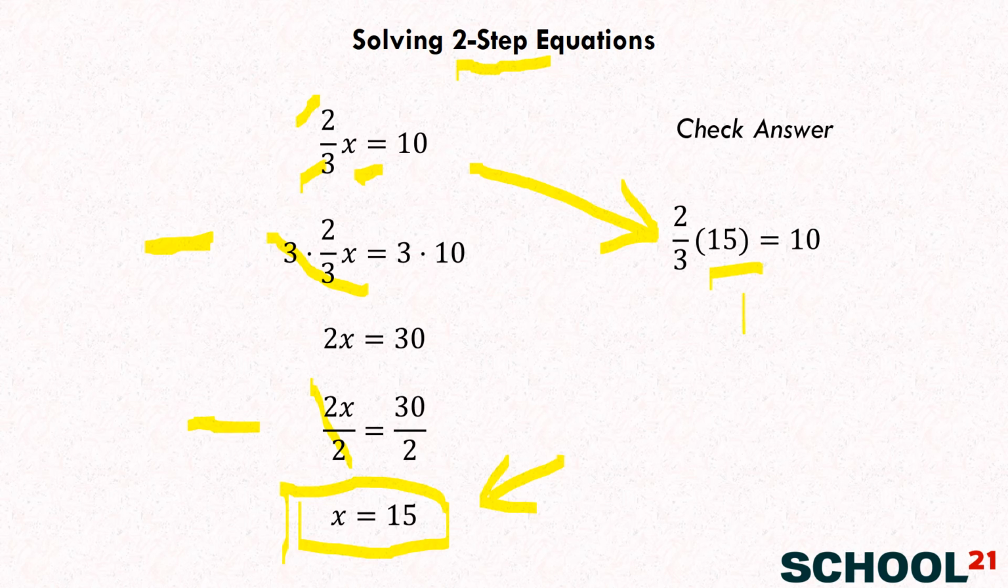What's 2 times 15, Olivia? 30. Okay, good. So we can go ahead and get to 30 over 3. And then you can say to yourself, what's 30 divided by 3? 10. Good. So we can put a check mark next to our answer because the answer checks out. So that's one great example of a two-step equation.